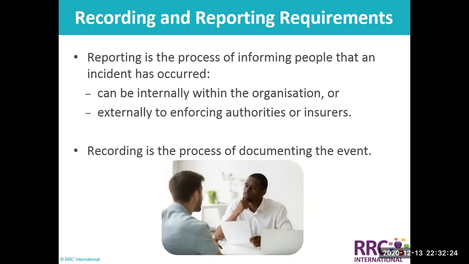Recording and reporting requirements. Reporting is the process of informing people that an incident has occurred. It can be internally within the organization or externally to enforcing authorities or insurance. Why? Because by law you must report certain incidents to regulatory authorities and also insurance, so you can settle claims and comply with the law. Recording is the process of documenting events.